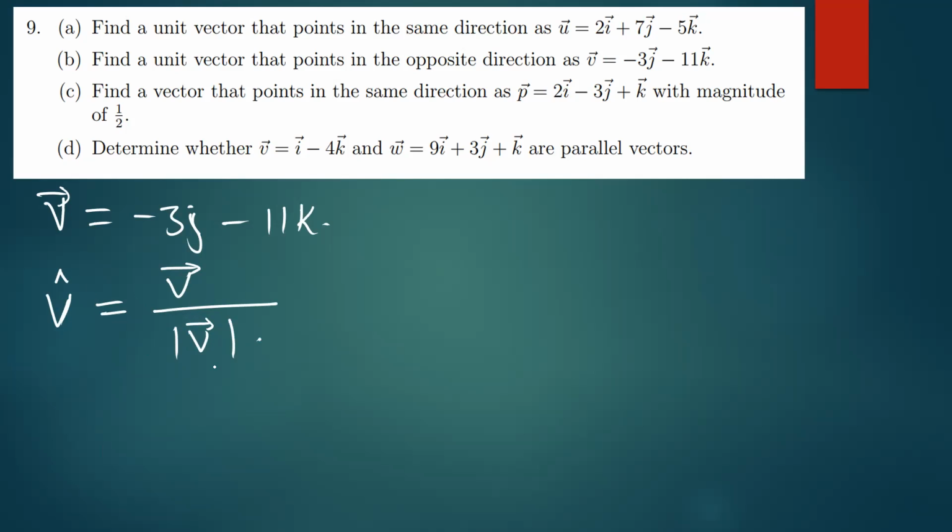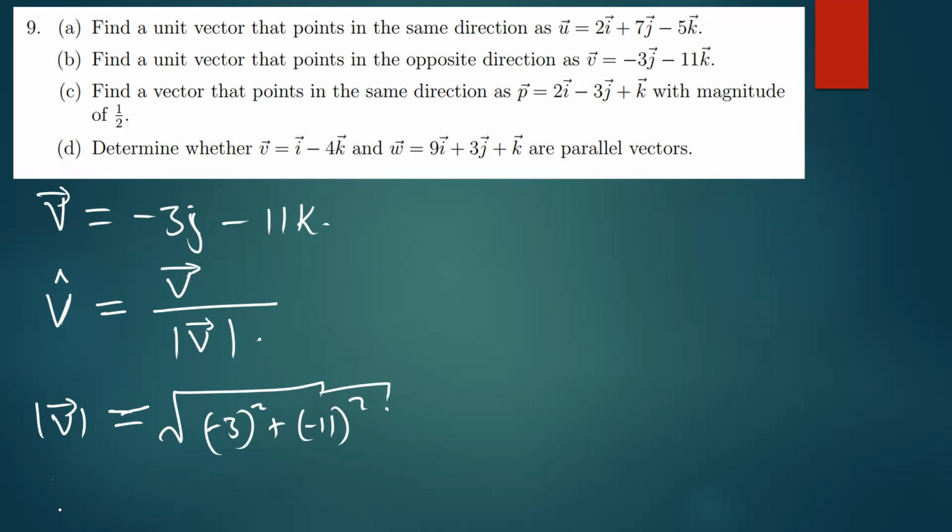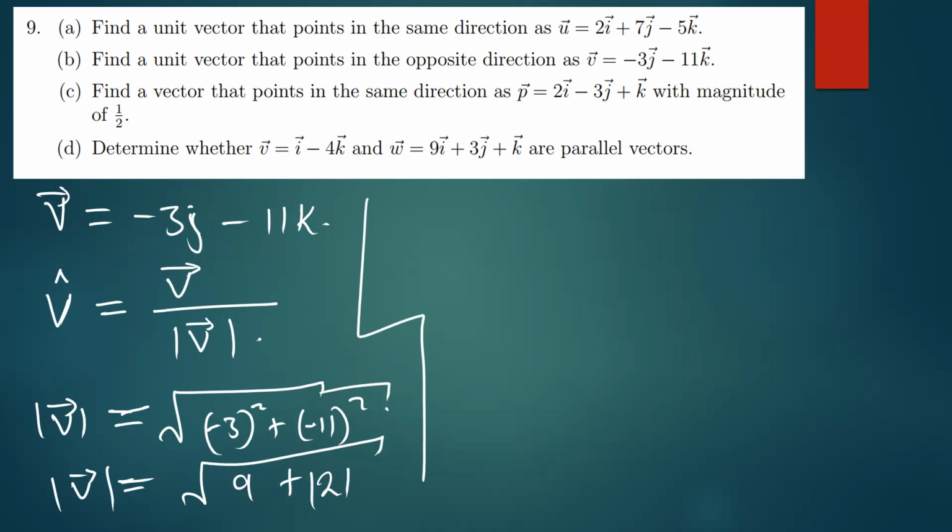So let us first find the magnitude of v. The magnitude of v is simply equal to the square root of negative 3 squared plus negative 11 squared. So the magnitude of v is going to be equal to the square root of, negative 3 squared gives us 9, plus 11 squared gives us 121. From there, the next thing you need to do is to add these.